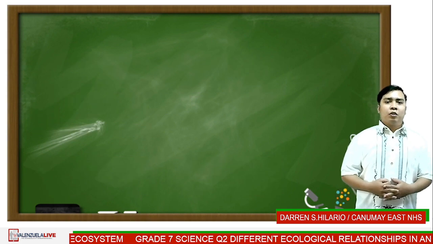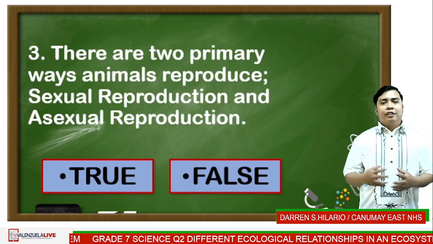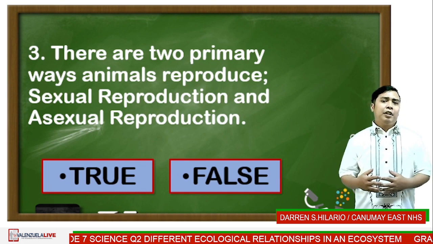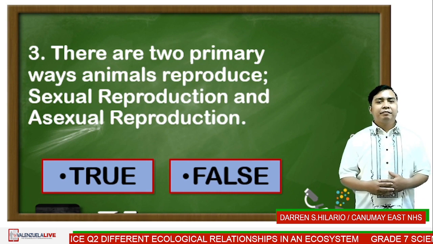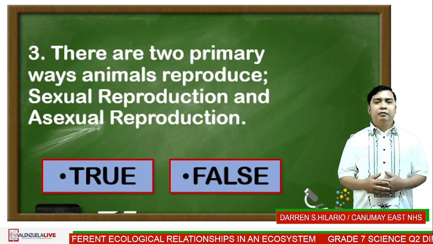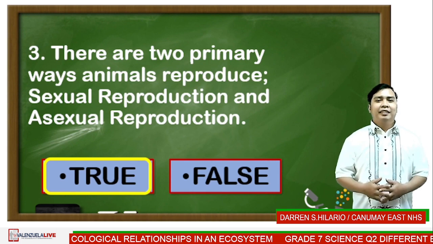For the third question, there are two primary ways animals reproduce: sexual reproduction and asexual reproduction. Is the statement true or false? Type your answer now. And the answer is true.